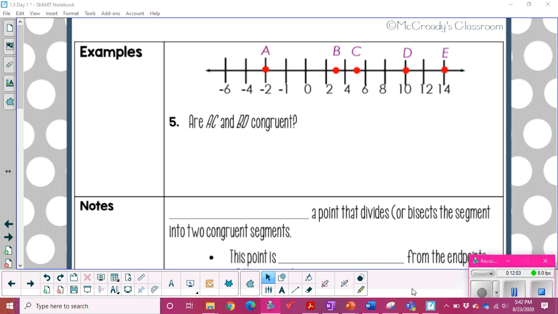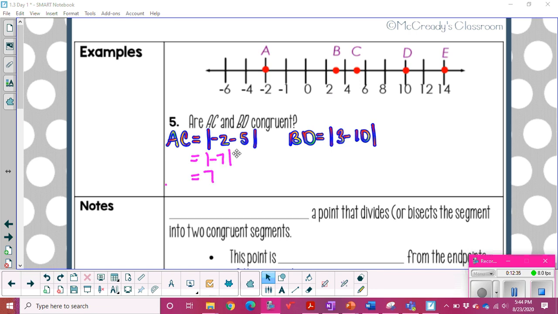So the first thing we need to do is find the distance from A to C. I want y'all to pause the video, take a moment, we've already done this in the previous example, and find the distance from A to C. I've gone ahead and set this up for you. The distance from A to C is the absolute value of the difference of their coordinates. Point A is at -2 and C is at 5. So -2 minus 5 is -7, and the absolute value of that is 7. So AC, the distance from A to C, is 7.